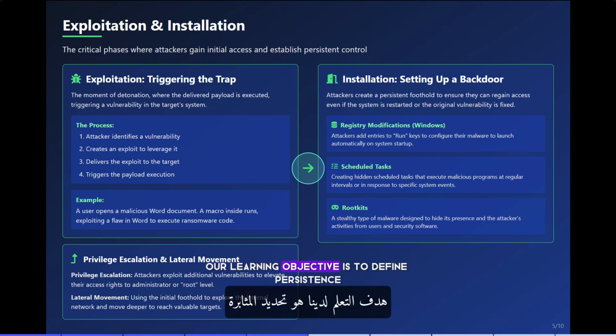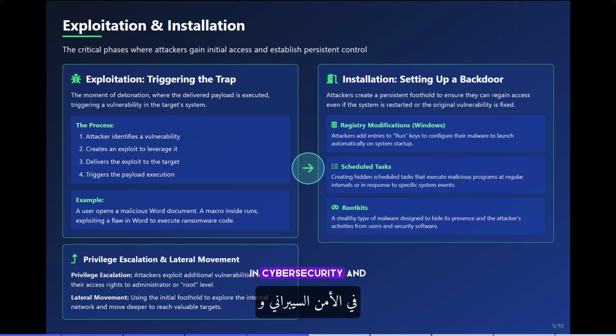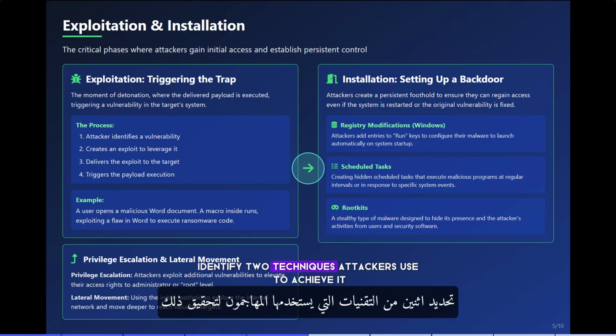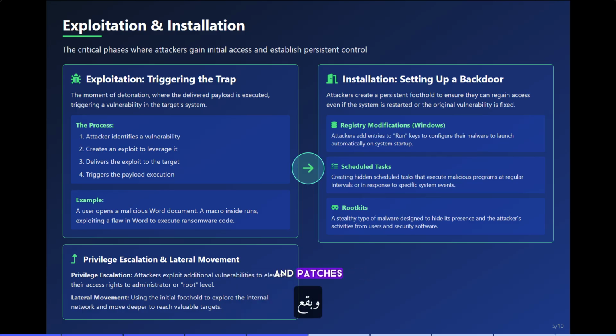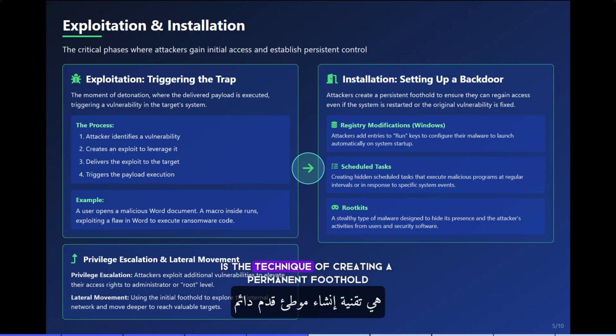Our learning objective is to define persistence in cybersecurity and identify 2 techniques attackers use to achieve it. We'll explore how attackers ensure their access survives reboots and patches. Let's begin. What is persistence? Persistence is the technique of creating a permanent foothold on a system.